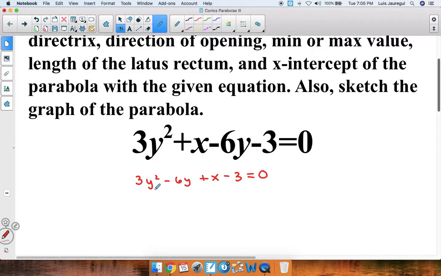Now notice that we have a quadratic term in terms of the y's. So let's go ahead and move the x and the constant to the other side. To do so, let's subtract x from both sides of the equation and add 3 to both sides of the equation. Thus, we get the equivalent equation 3y squared minus 6y is equal to negative x plus 3.